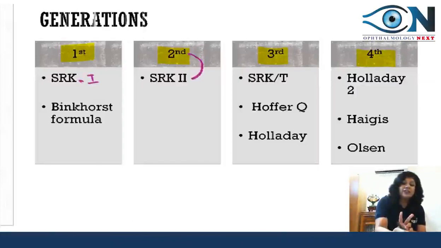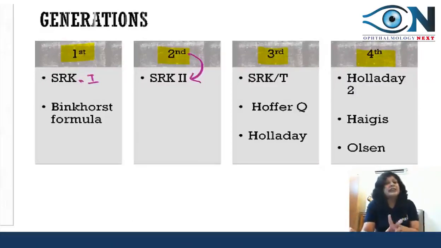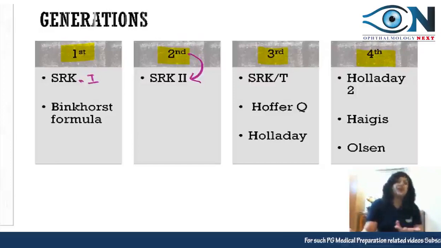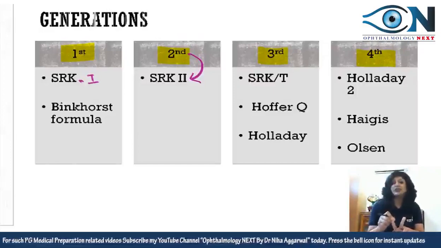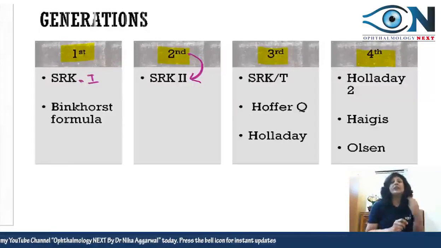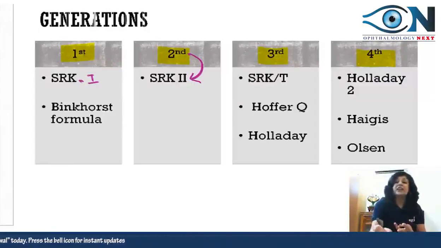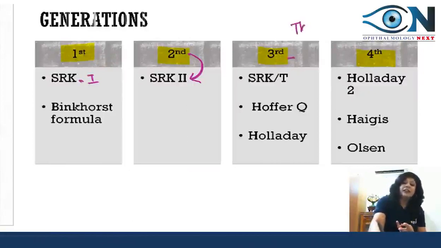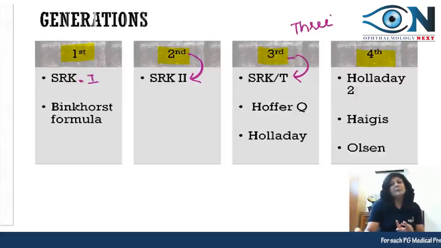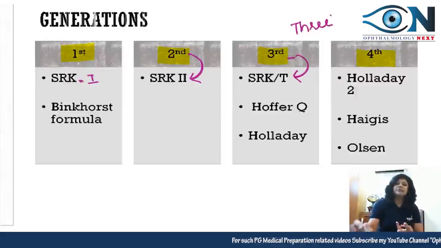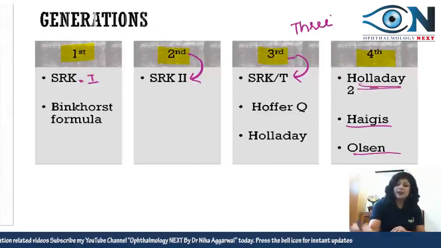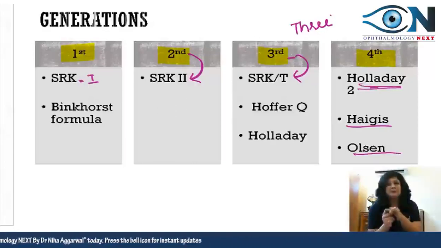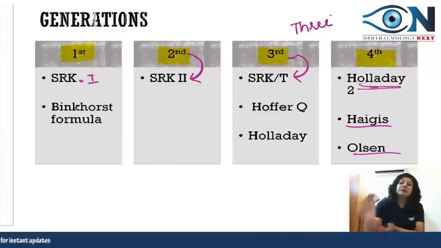Then second generation is SRK2 formula. We will also be discussing what is actually SRK1, what is SRK2. So SRK1 is your first generation, SRK2 is your second generation. Then we have SRK3. Now 3 is starting with T, so it is SRK-T formula. This is standing for SRK-T formula. And then finally, H for holiday and H for Higgins formula. So we have got different formulas here.